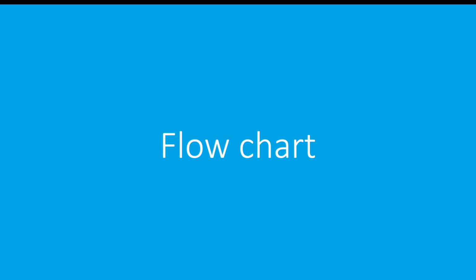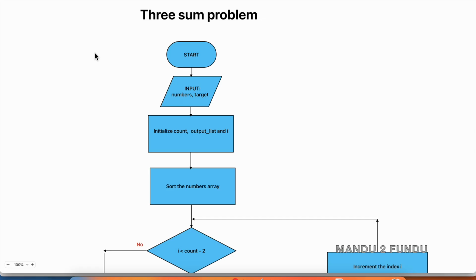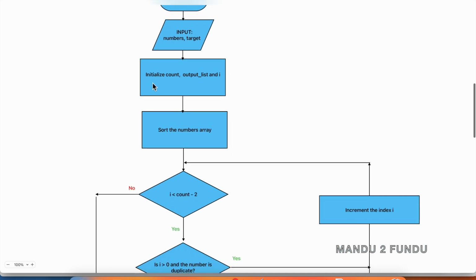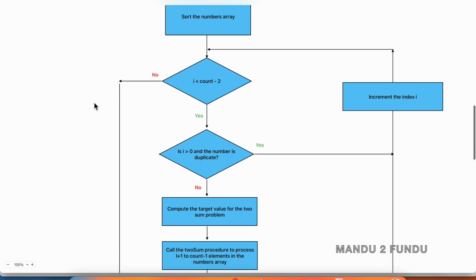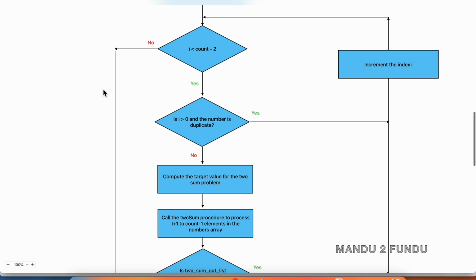Let's look at the flowchart. This is the flowchart for the three-sum problem. For this procedure, the input is the numbers array and the target value 0. First we initialize count to the length of the array, and the output list will be empty, and then we start from the beginning of the array, so I will be set to 0. Then we sort the array in non-decreasing order. Once that is done, we iterate over this array count minus 2 number of times. That's what this for loop is doing.